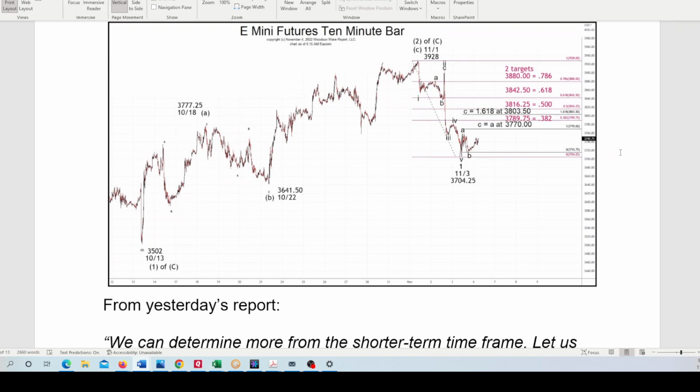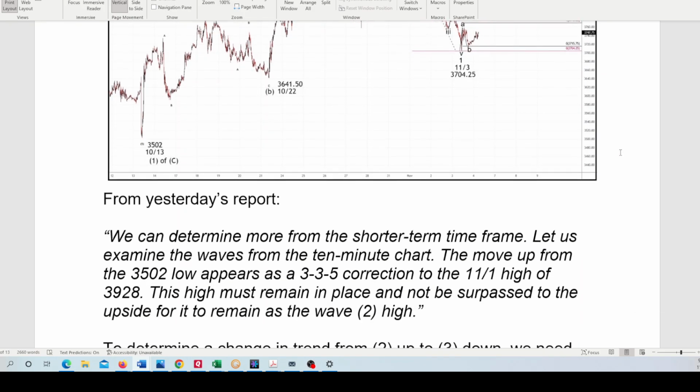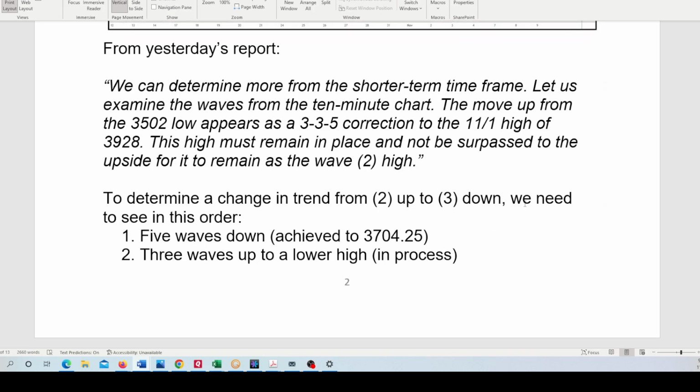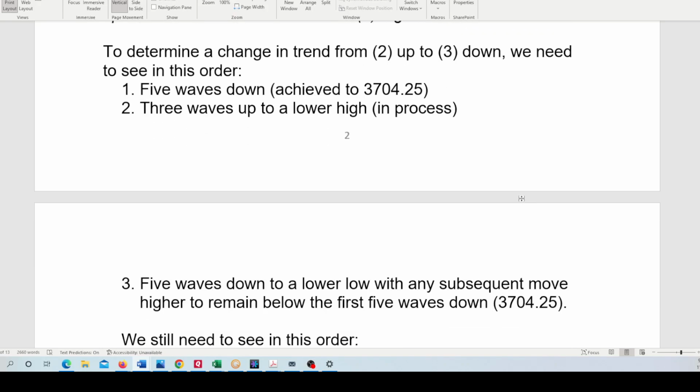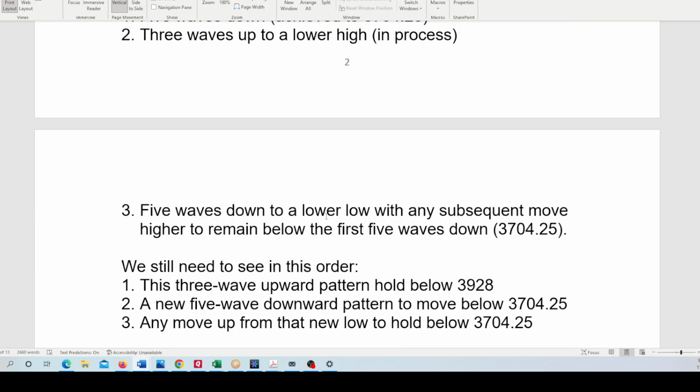And I want to tell you guys and maybe show you on a chart, okay? Because we need to see a change in trend from 2 up to 3 down. How do we know? We look at a shorter time frame, okay? We need 5 waves down, which we already got. We need 3 waves up to a lower high. That is in process. Okay, then we need 5 more waves down to a lower low, and then any subsequent move up to remain below, excuse me, the first 5 waves down.